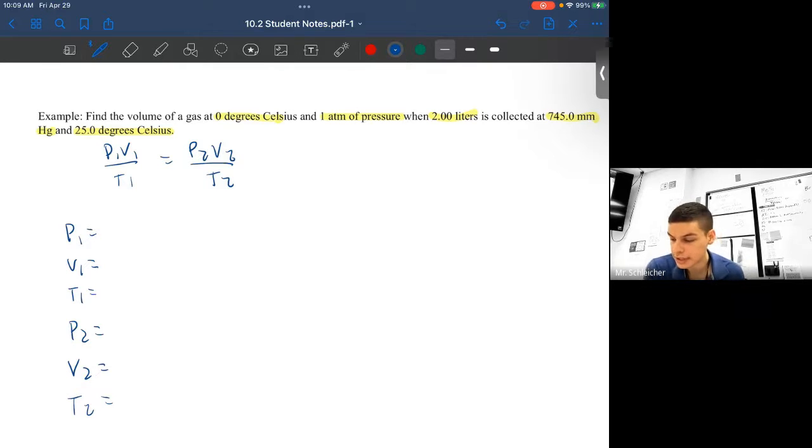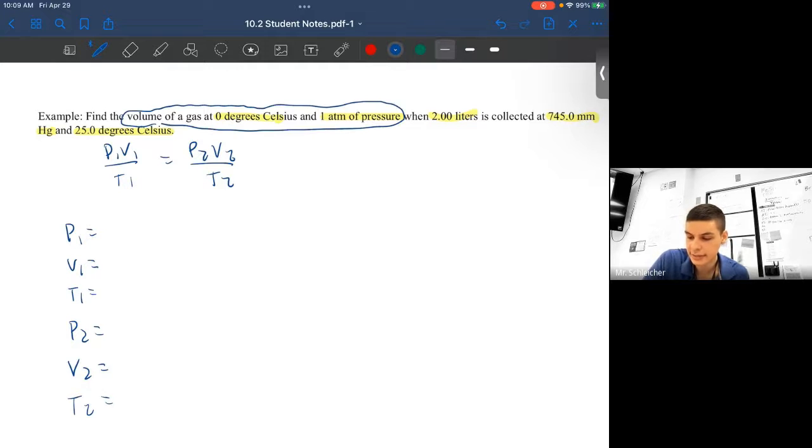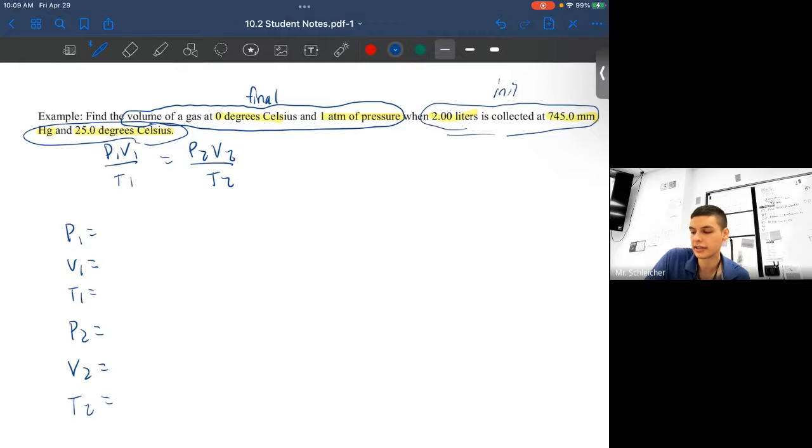Okay. First pressure here. Well, let's figure out what's going on. Find the volume of a gas at this temperature and this pressure. Okay, so that seems like maybe there's a final state there. And then when 2 liters is collected at this temperature and pressure, okay, this seems like the initial state to me. So just try to digest that question a bit.